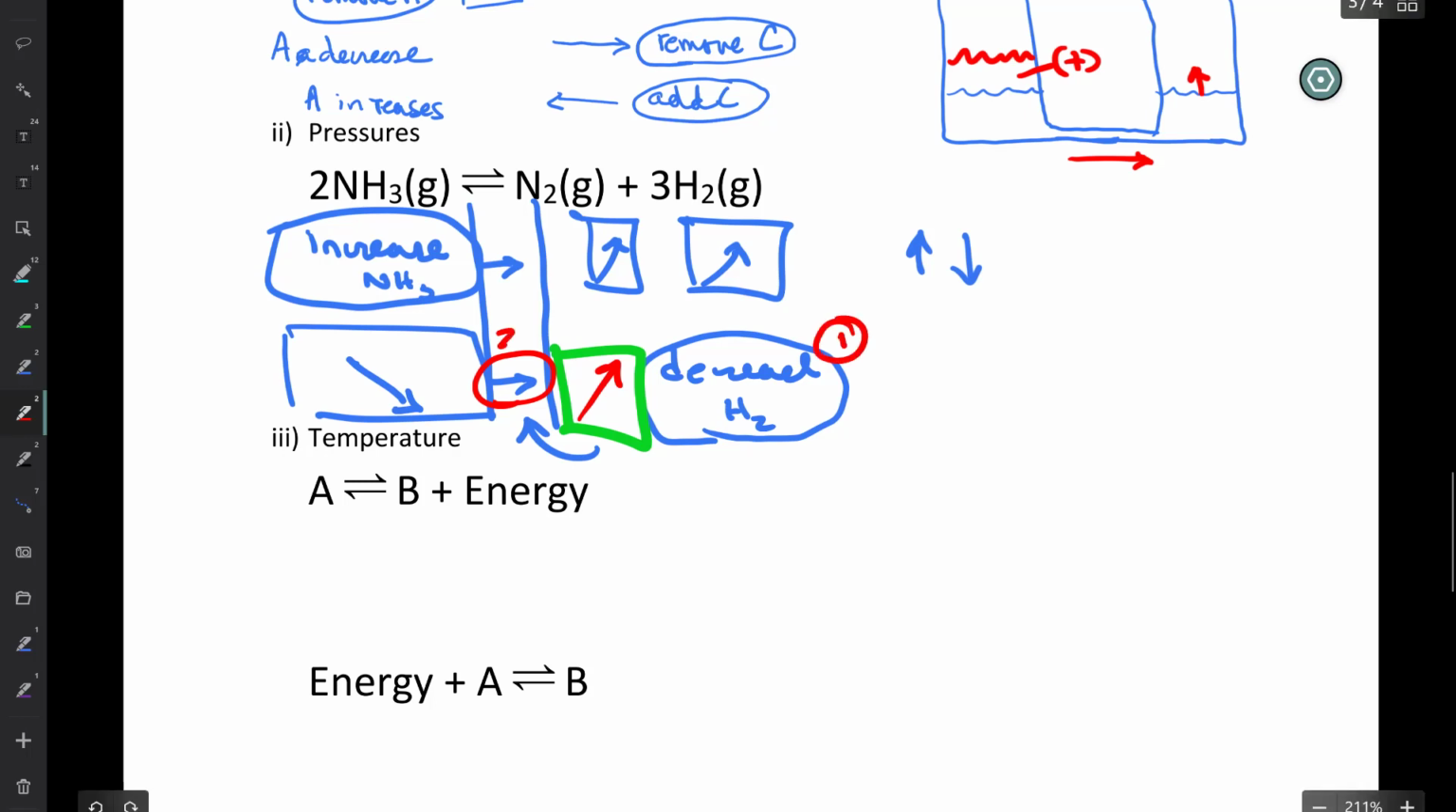Second thing is which way does the reaction need to go, and then the third thing is all these other boxes, what happens to those as a result of 2, that is which way the reaction is going.